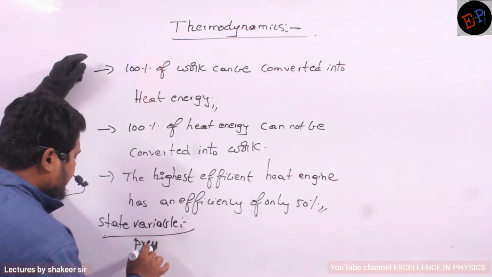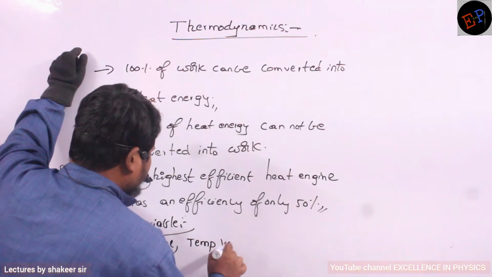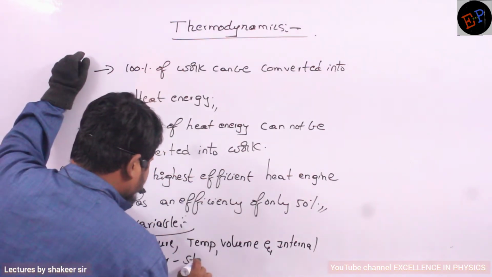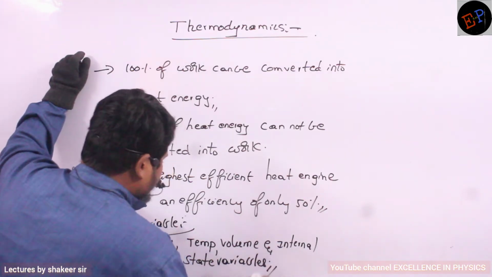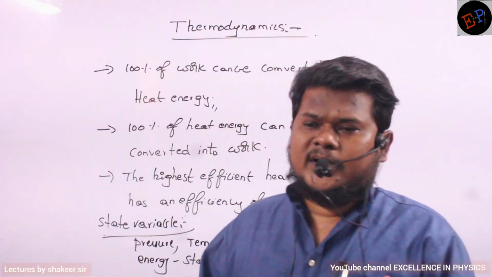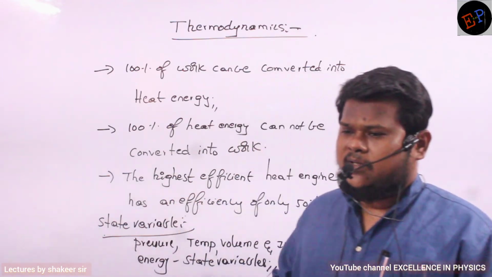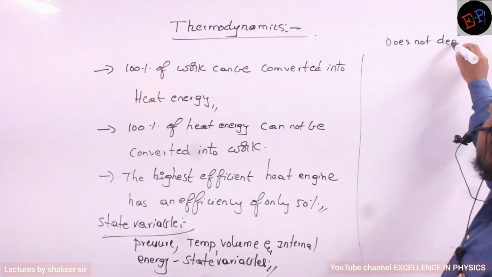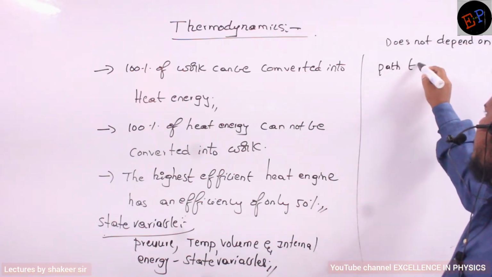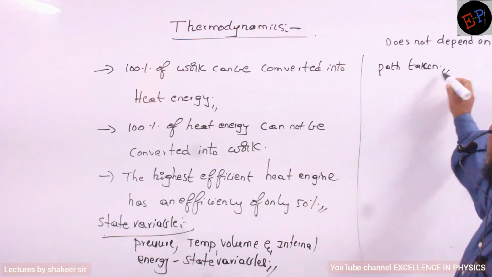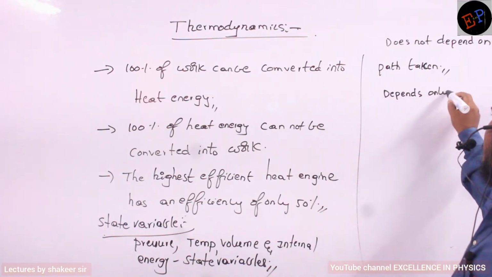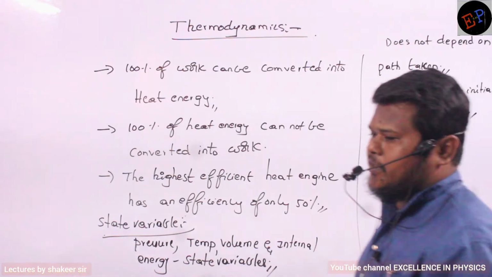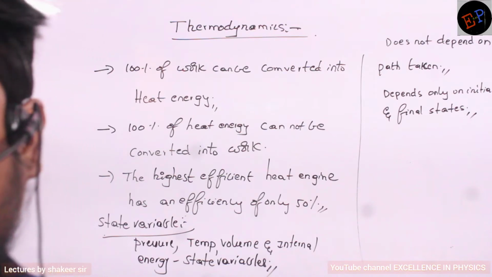Next we study about state variables. Pressure, temperature, volume, and internal energy are called state variables. They depend only on the initial state and final state. They do not depend on how you are heating the gas, the path taken. They depend only on the initial state of the gas and the final state of the gas. That is why they are called state variables. Understood?